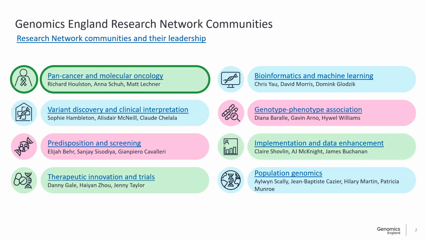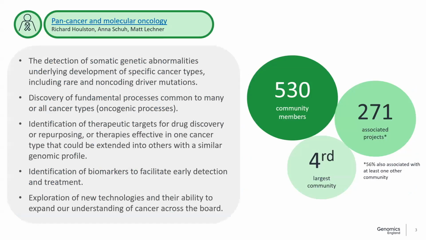As I said, there are 8 themes within the GEL system, and the pan-cancer molecular oncology area is in fact one of the largest of the communities. We've got over 530 members, and currently there are over 270 projects that are active. It's about the 4th largest.